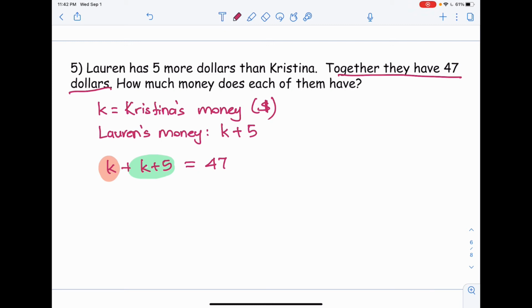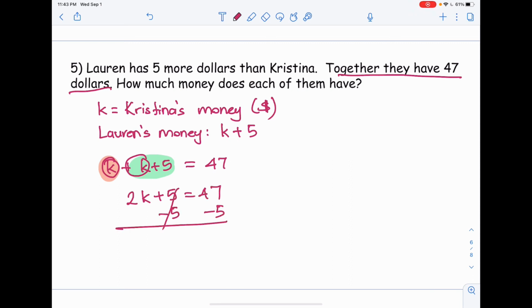Okay, let's go ahead and combine like terms. We have K and we have also other K, so together we have 2K plus 5 is 47. And let's solve this for K. Let's divide both sides of the equation by the coefficient of K, and then K is 21. Then if K is 21, K plus 5 will be 21 plus 5, which is 26. Okay, now we're ready to write our complete sentence answer.